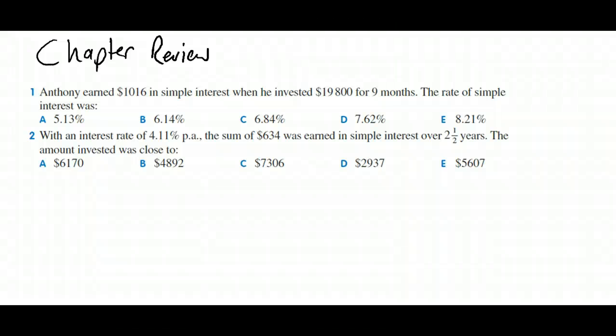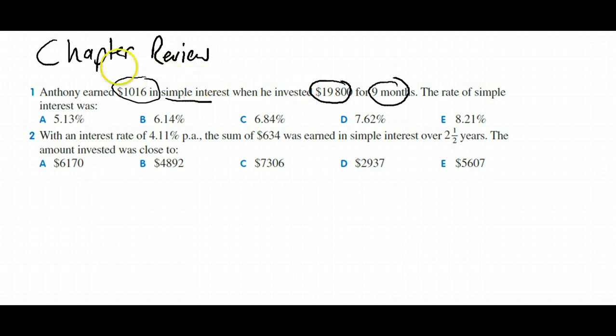Okay, in this video we're going to work through some chapter review questions for financial maths or financial arithmetic. In question 1, Anthony earned $1,016 in simple interest when he invested this much for 9 months. The rate of simple interest was, okay, for simple interest we know we're going to have to use this equation: I equals PRT over 100.